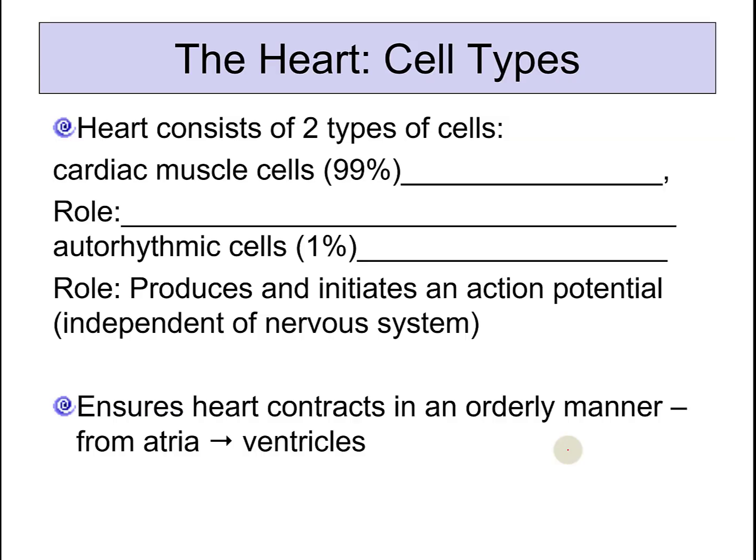We're going to look at the heart again, and there are 2 types of cells in the heart. The first type is cardiac muscle cells, and 99% of the heart is made up of these cells. Some people also call them contractile cells, so you might see this in the text. Don't be confused. Their role is basically to pump the blood from the heart to all the tissues of the body.